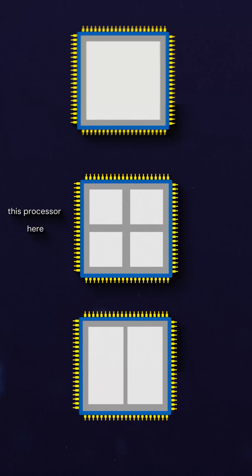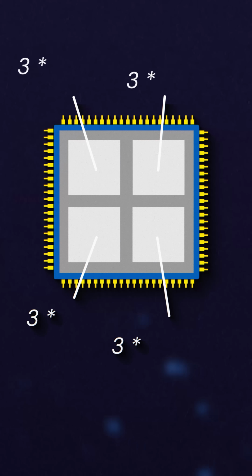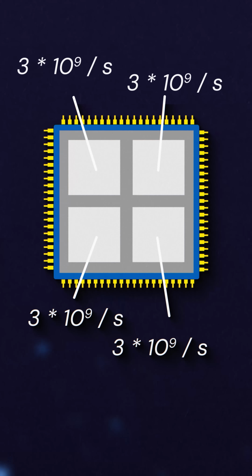You've probably heard of a quad-core processor, and that just means 4 separate cores all in one computer. Say each core can handle about 3 billion instructions per second. Well, if we have 4 of them, now we can potentially do 12 billion instructions per second, but only if we can actually execute all the instructions in parallel. And that's the catch. Not all programs can easily make use of multiple cores at the same time.